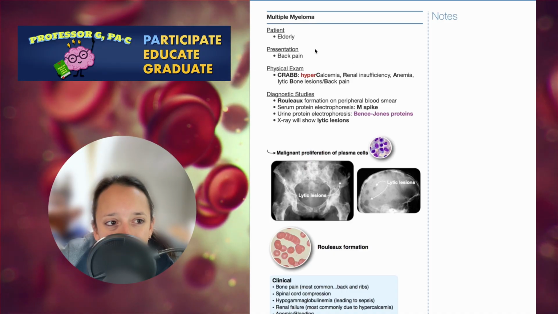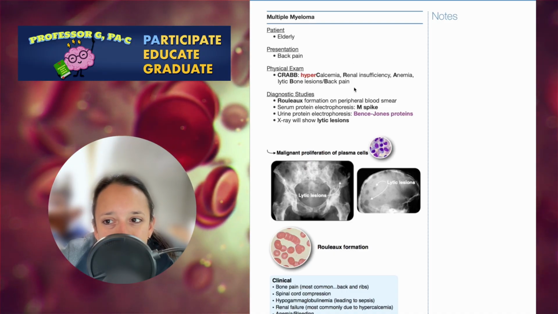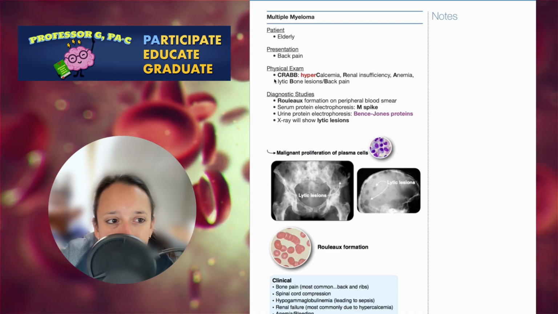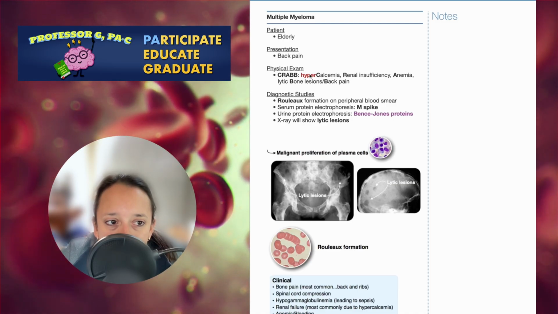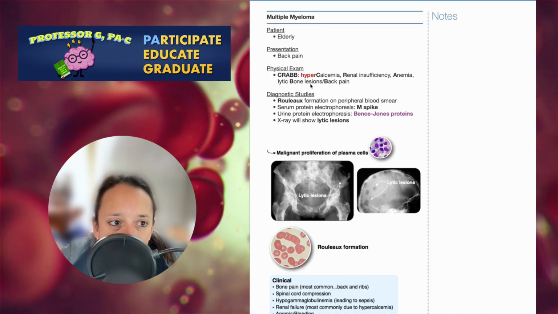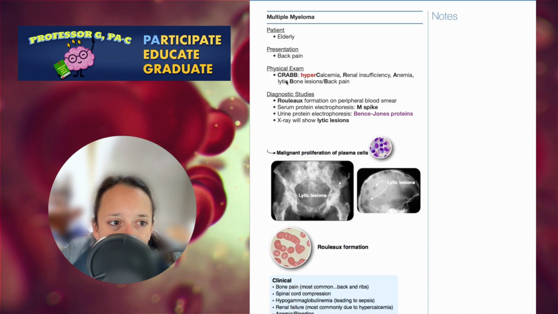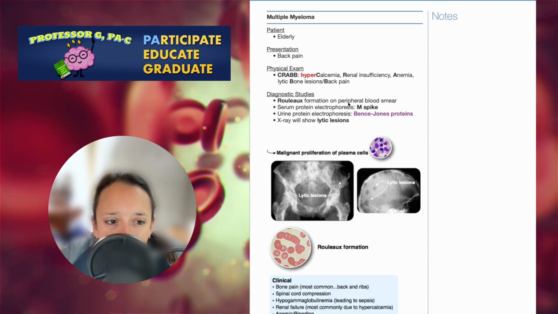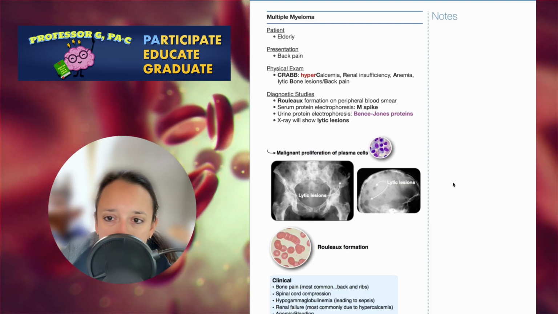And it's most common in older adults. They often present with back pain. And we want to think about the CRAB mnemonic, CRABB, where C stands for calcium elevation, R stands for renal insufficiency, A for anemia, B bone lesions, and B back pain. And the bone lesions will usually be these punched out lytic lesions.